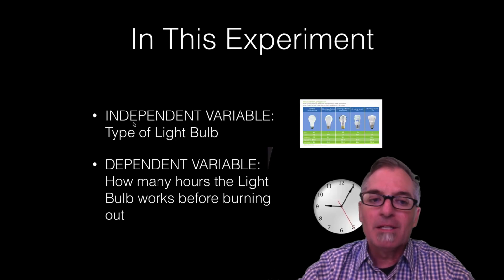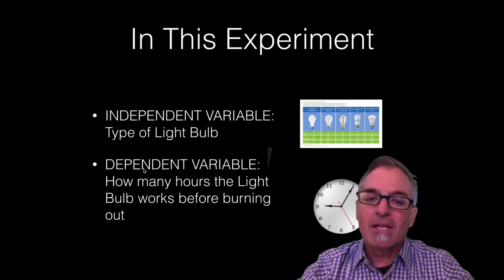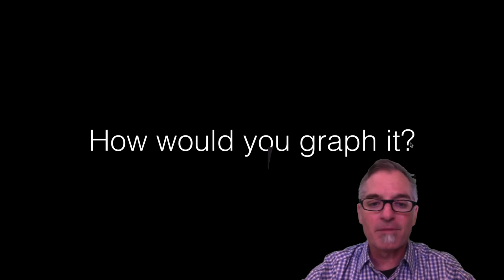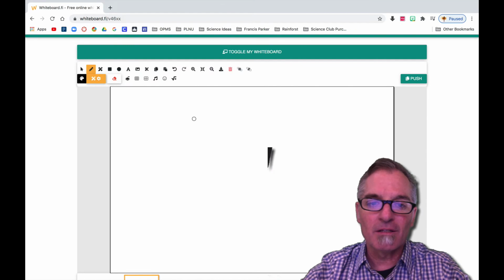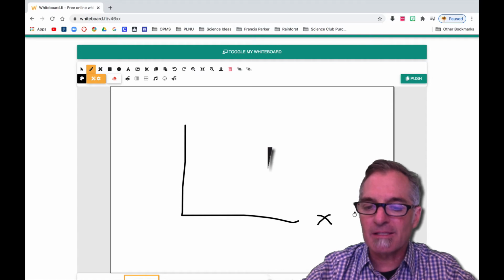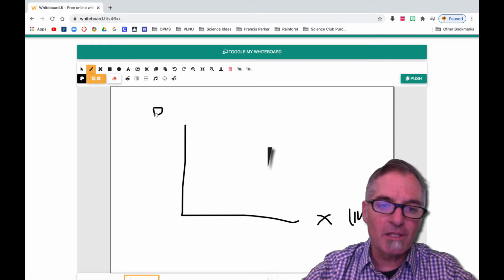So again, independent variable, type of light bulb. Dependent variable, how many hours the light bulb works before it burns out. So again, how do we graph this? Let's go ahead and take a look. Over here, what are we going to have on the x-axis? You guessed it, this is going to be our independent variable. And this is going to be our dependent variable, the y-axis.